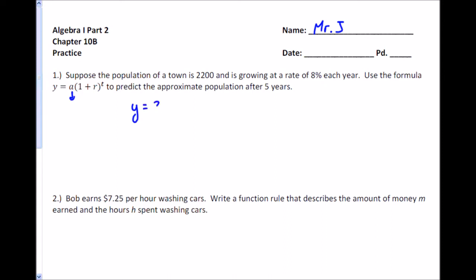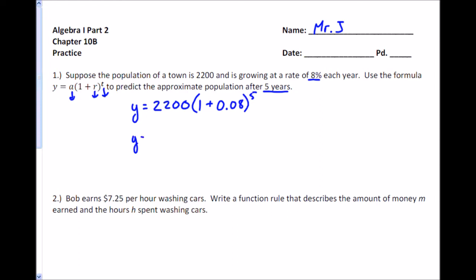So y equals the 2,200 times 1 plus r. R is the rate. Okay, that's the 8%. And remember, anytime we have a rate, we want to express it as a decimal. So that's a 0.08. And then t is the time. And in this case, it's time in years, so that's the 5. And I'm just going to plug this in.